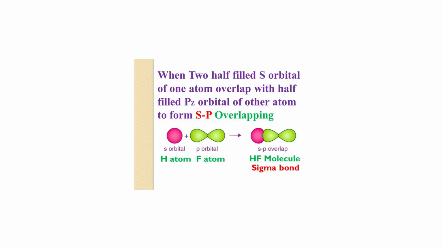Then what is SP overlapping? Give an example. When the half-filled s orbital of a hydrogen atom overlaps with the half-filled p orbital of a fluorine atom, it forms SP overlapping. The example is hydrogen fluoride. That is, the pz orbital overlaps with the s orbital. The bond formed is also a sigma bond, that is, along the internuclear axis.